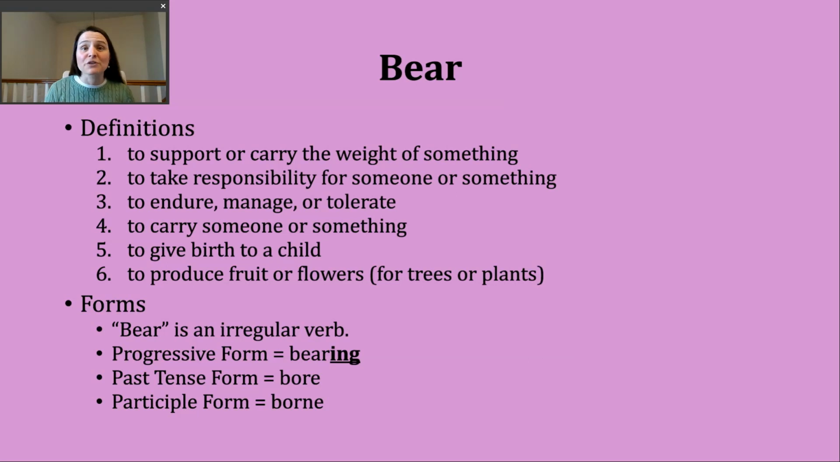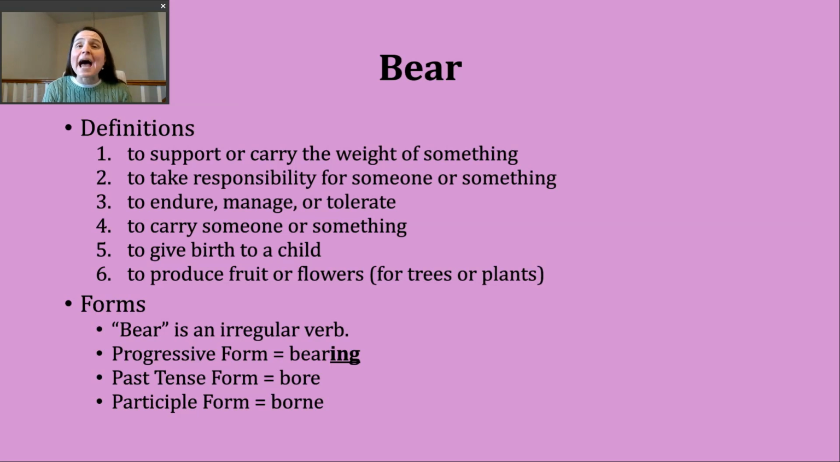A fourth way we can use the verb bear is to mean to carry someone or something. That is pretty clear, right? We might see that used with children and babies in that way. And that really connects to our fifth definition. You might hear the verb bear used to mean to give birth to a child. A sixth way we can use the verb bear is to mean to produce fruit or flowers. So when we use the verb in this way, generally our noun is a plant, a tree, or something like that, bearing fruit or producing fruit.